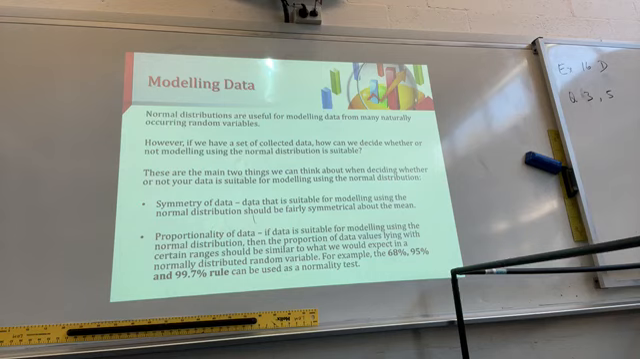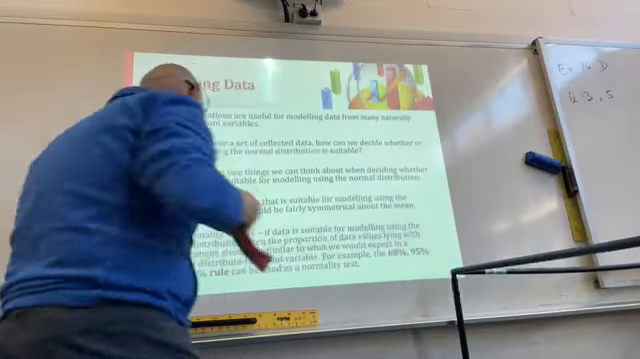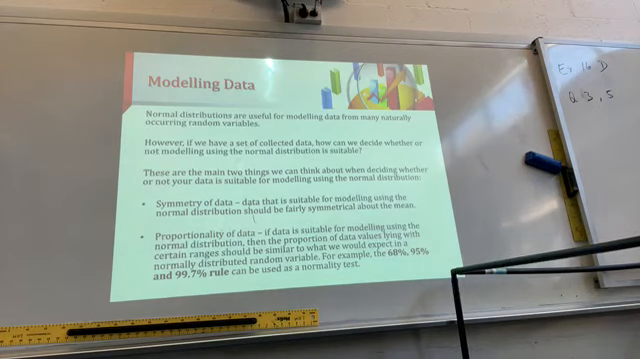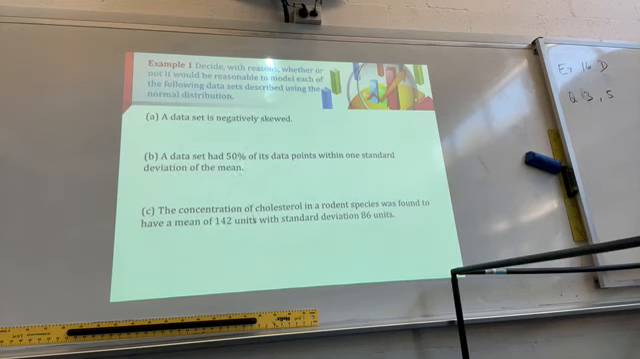Alright? So those are quite important. The 68%, 95%, and 99.7% rule should be used as a test. So with both of them together, you can see if the set of data is actually suitable to model as normal distribution. Now, let's have a look at example 1.